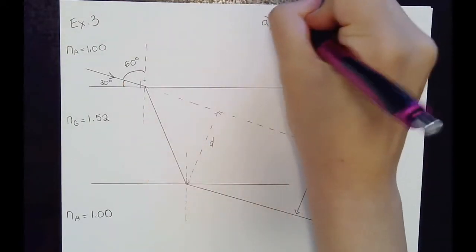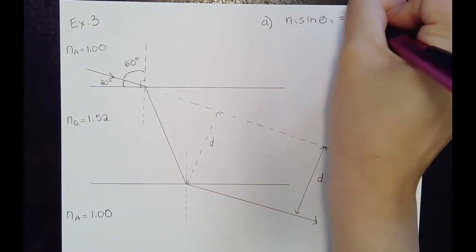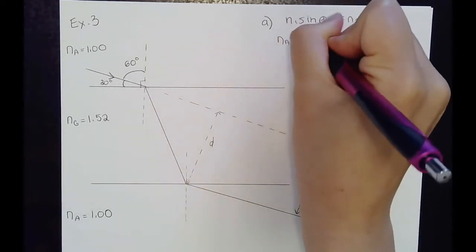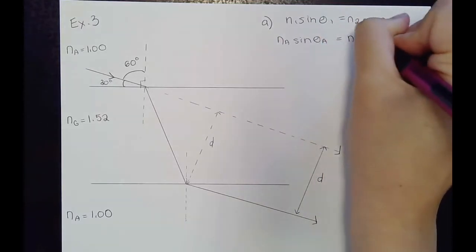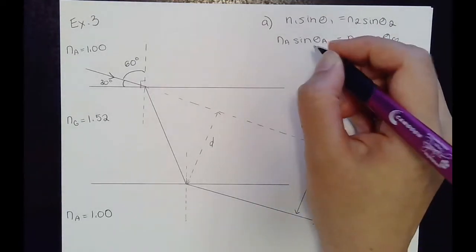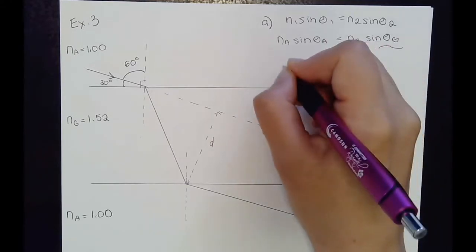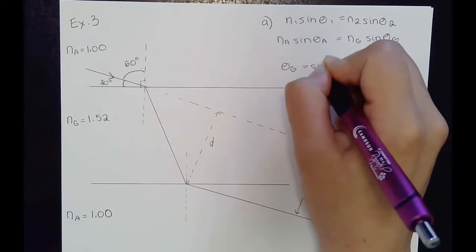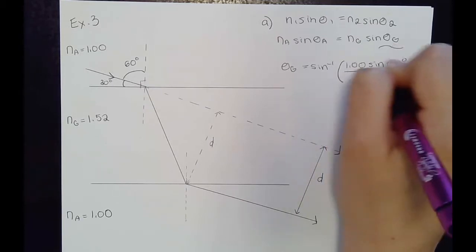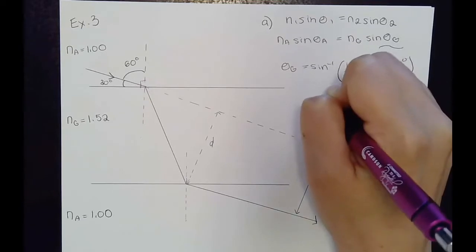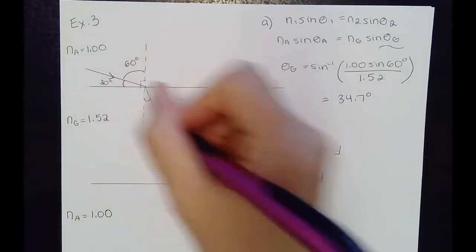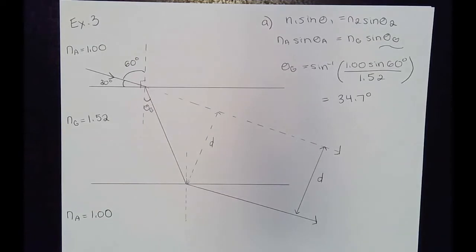N1 sine theta 1 equals N2 sine theta 2. So we have air: N air sine theta in air equals N glass sine theta in glass. I'm just using subscripts to relate to part B. Now we want to find this angle in the glass. So if we rearrange, theta glass equals sine inverse of 1 sine 60 over 1.52, which should give 34.7 degrees. So that's our angle right here, this theta glass, which was 34.7.